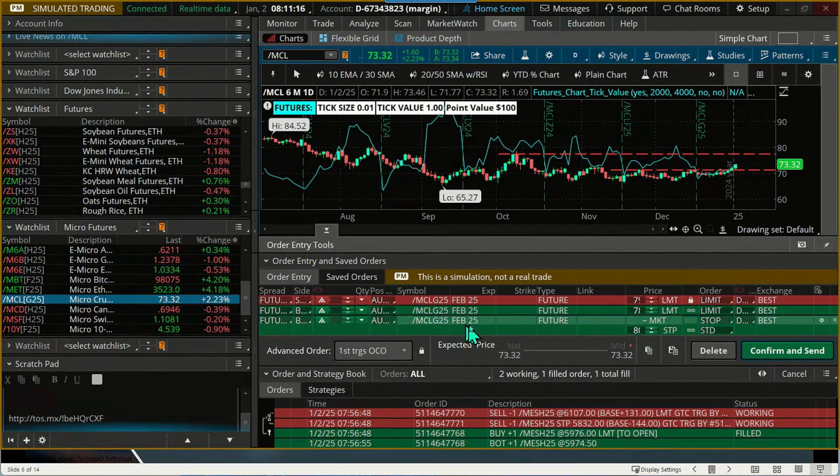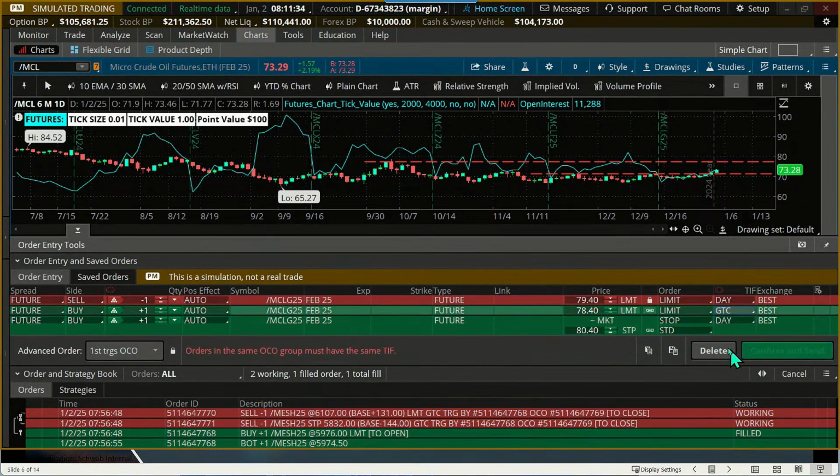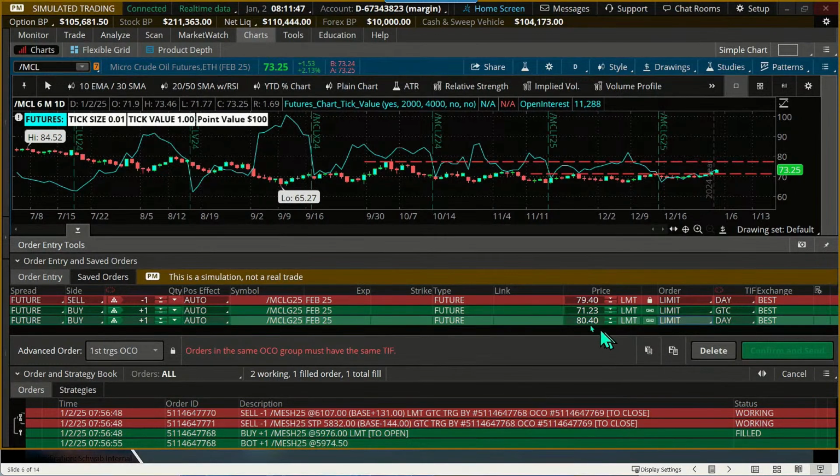Here we go. There's this. Let me just shrink this down. So here I'm shorting a micro CL future, micro crude future. I'm selling to enter the trade to my target price. My target price is my limit, if we go down, it's going to be the lower price here, 71.23.